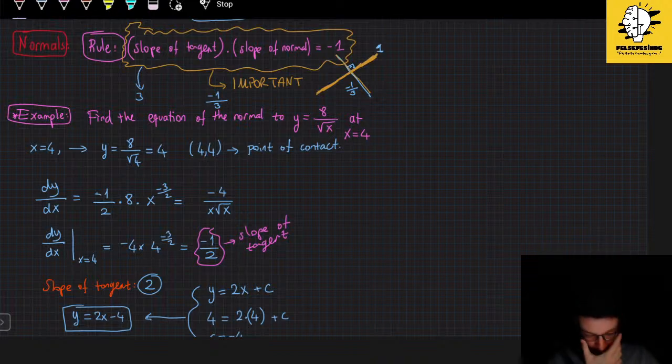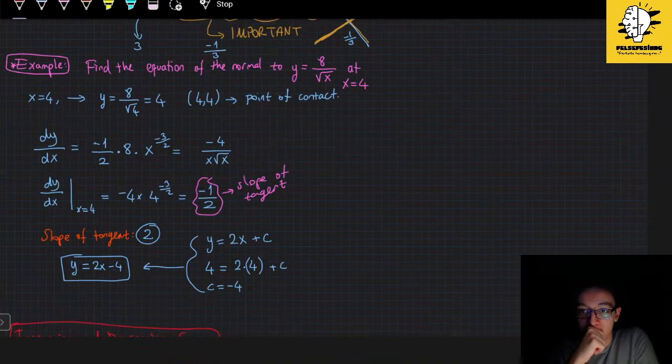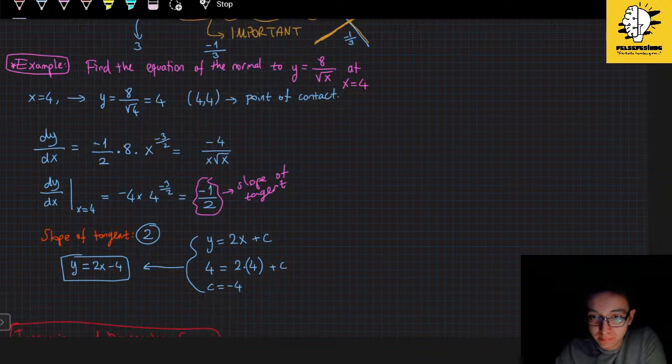Okay, let's solve one question. It asks us for the equation of the normal to y equals x over square root of x at x equals 4. I think this is important.